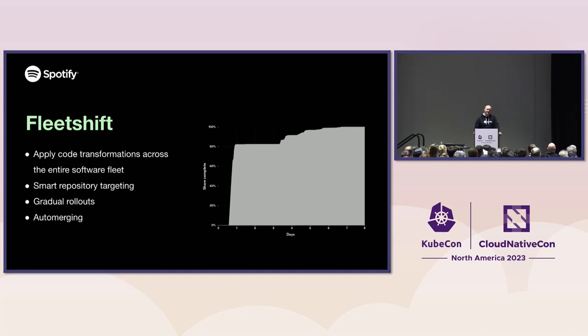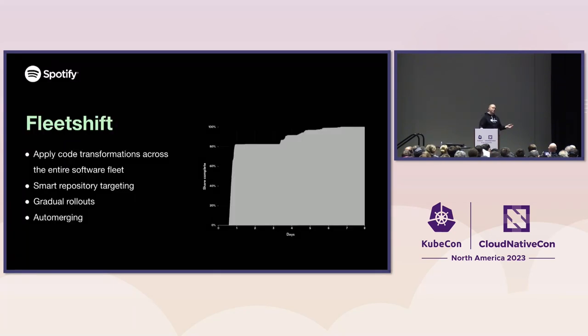Spotify engineers can define a code transformation and roll it out to our entire software fleet. We can define which repositories to target based on software catalog metadata or by detecting eligible code. We can do gradual rollouts, sending the transformation to, say, low-tier services first, the less critical things, and monitoring the build status of those PRs. Many of our teams have even enabled auto-merging of Fleet Shift PRs. If it builds, ship it.